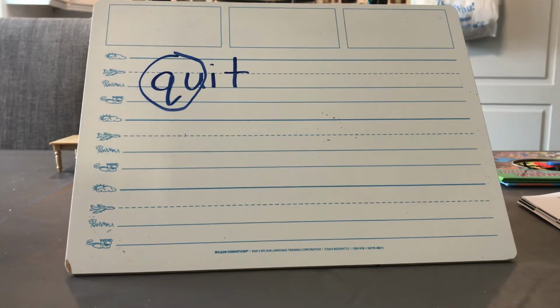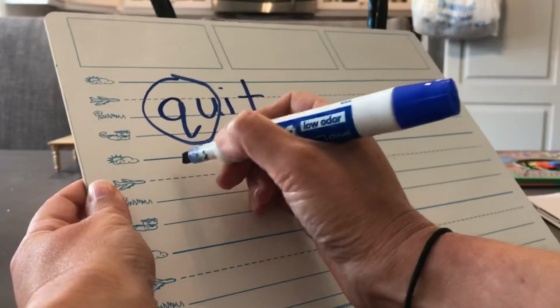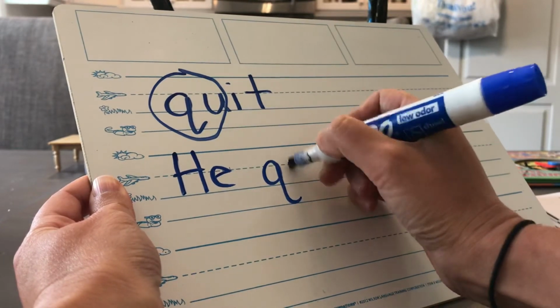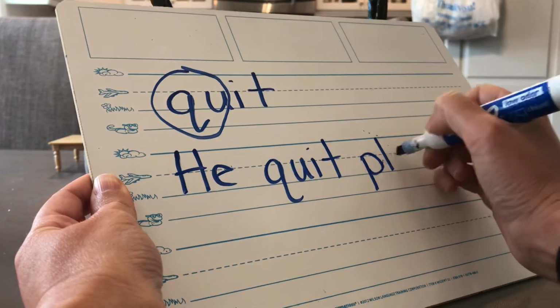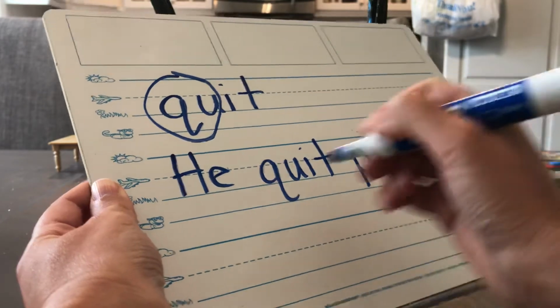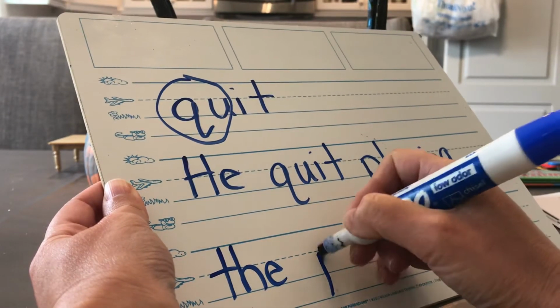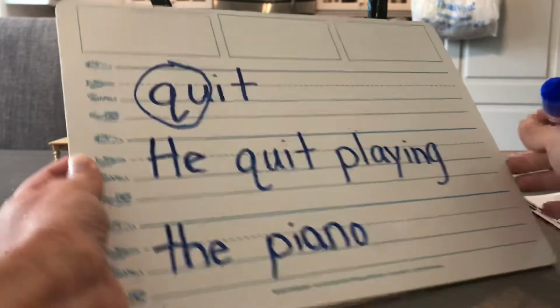So I need to begin with a capital letter. So what was the first word of my sentence? He. So I need a capital H. So he quit playing. We know that's a trick word we've learned. Piano is super tricky, so I'm gonna write it.